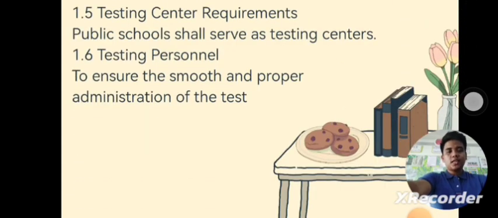Next is testing center requirements. Public schools shall serve as testing centers. So only public schools here will be the testing center. Then testing personnel. Testing personnel are those persons who facilitate this kind of test to ensure the smooth and proper administration of the test.